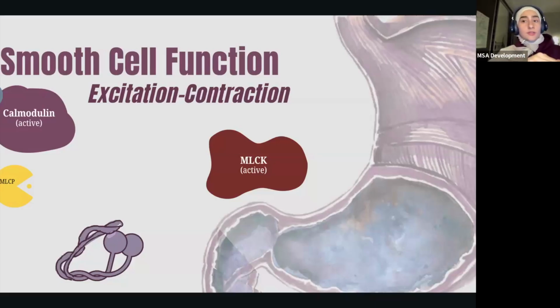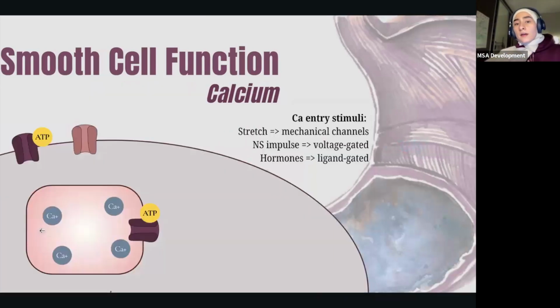MLCP is always there, it's always running in the background, but once you have MLCK, it's just going to cover up MLCP's work. But once MLCK is not there, because you don't have calcium, you're going to have MLCP's work, which is going to dephosphorylate the phosphate from the myosin head, which means it's going to cover it up, and you're not going to be able to form the bond. I really hope that makes sense so far.